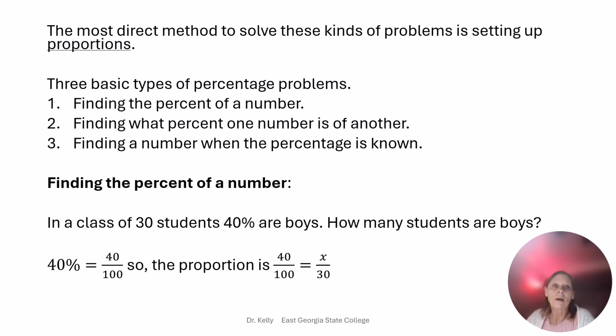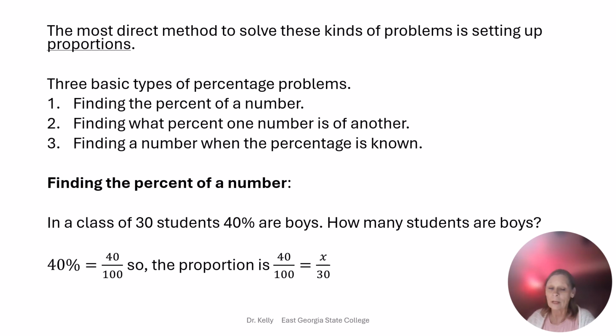Okay, finding what percent one number is of another. So what percent is 17 of 40? And finally, finding a number when the percentage is known. So something like 30% of some number is 12. What's the number? Okay, that's an example of the three different kinds. So let's work our way through. So let's look at the first kind.